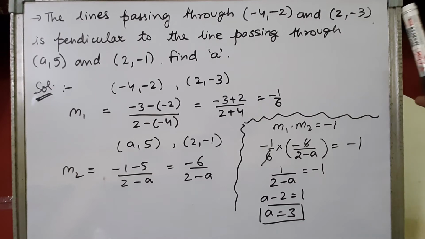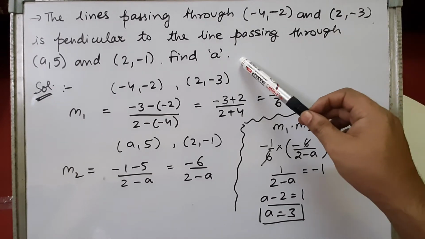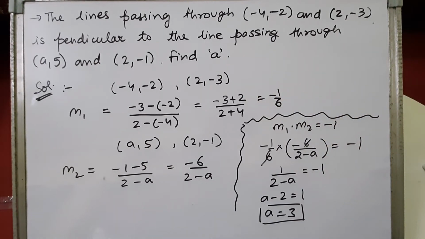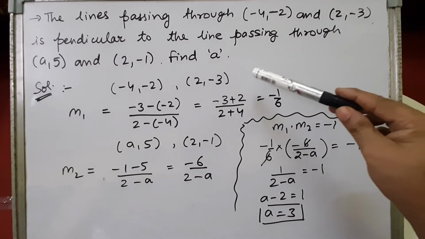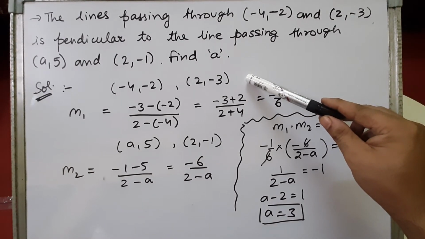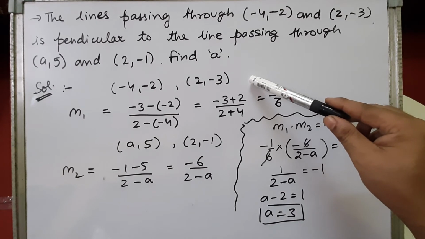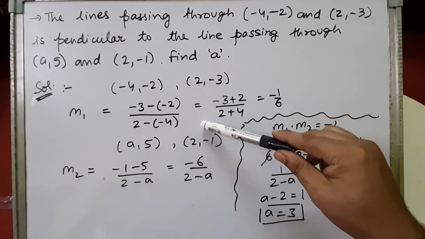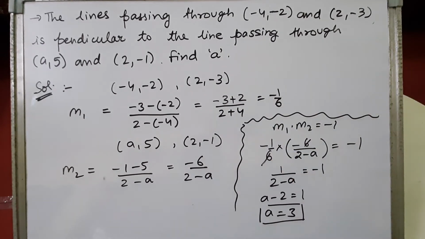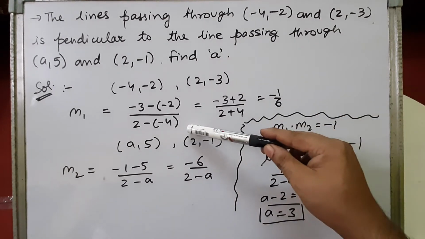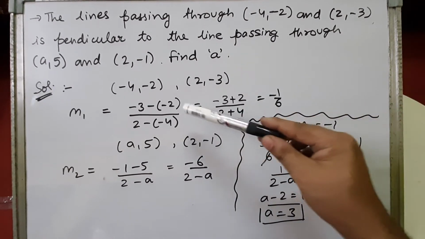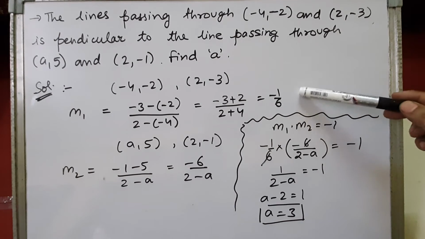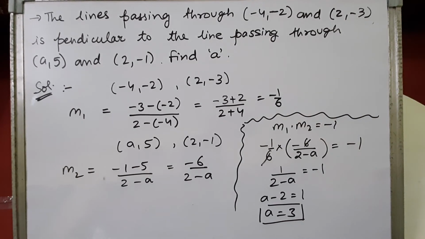So what we'll do? Let's find the slope of the first line, calculate the slope of the second line, and then we'll apply the perpendicular line condition to calculate the value of A. The first line is passing through minus 4, minus 2 and 2, minus 3. So when we apply the formula m1 equals y2 minus y1 upon x2 minus x1, we'll get minus 3 minus of minus 2 upon 2 minus of minus 4. When we open the bracket, this minus will get cancelled. We'll get minus 3 plus 2 upon 2 plus 4. It will be minus 1 by 6. So this is the slope of the first line.